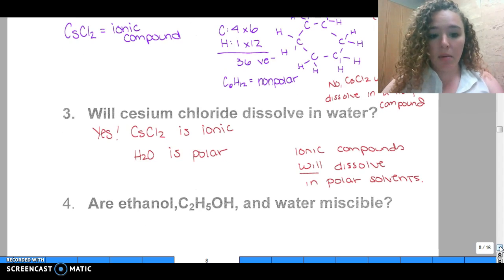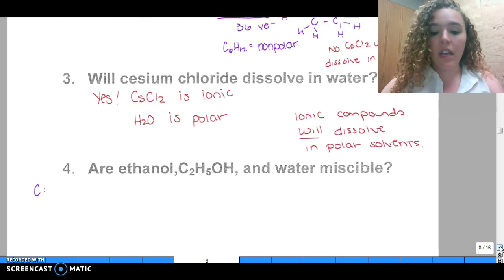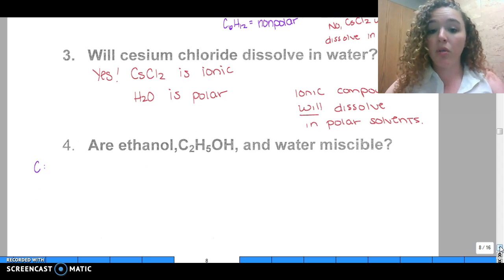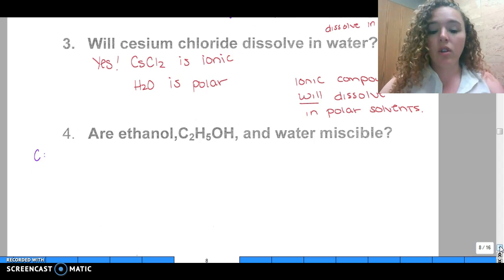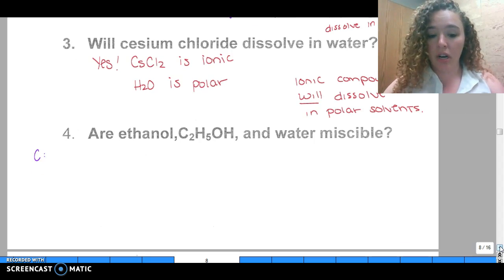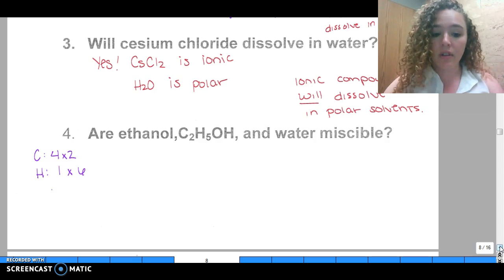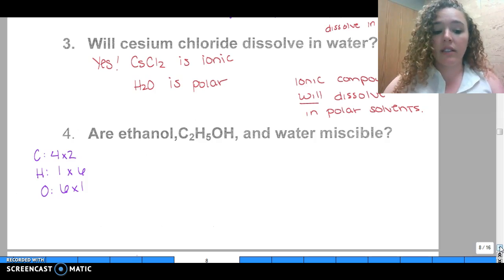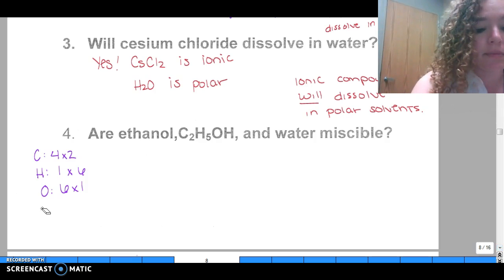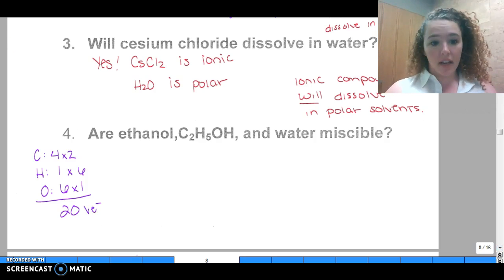The last example that we're going to look at is ethanol. Ethanol is also a hydrocarbon, but you notice it also has oxygen hanging off the end of that. So we'll draw the structure anyway. Every carbon has 4, there's 2 of those. Every hydrogen has 1, there's actually 6 of those. And each oxygen has 6, there's 1 of those. So our total value of valence electrons is going to be 20 valence electrons.